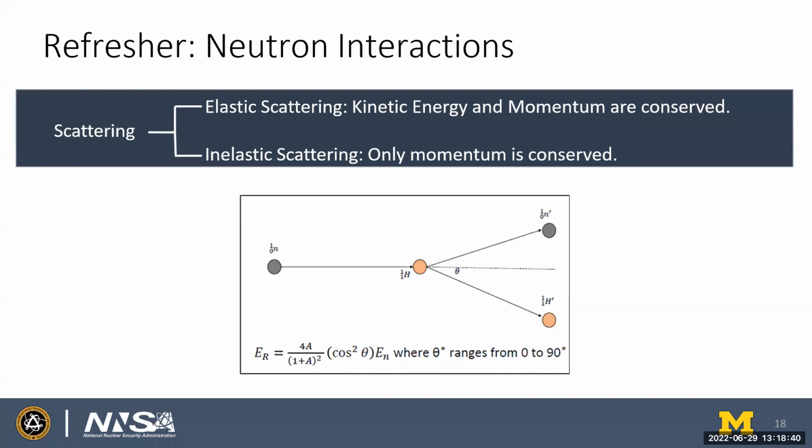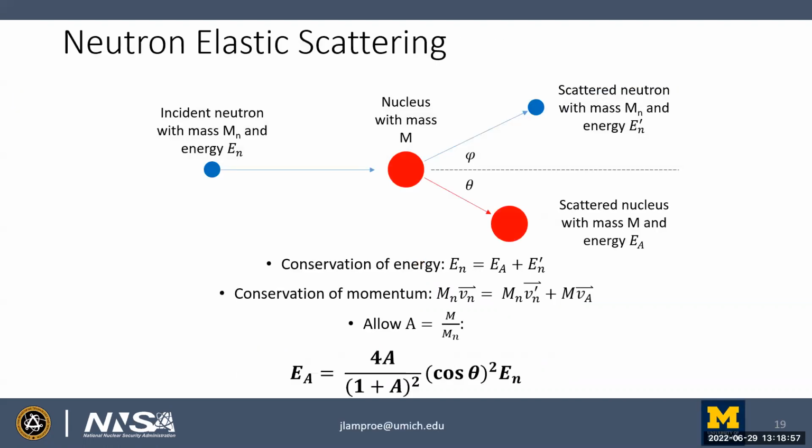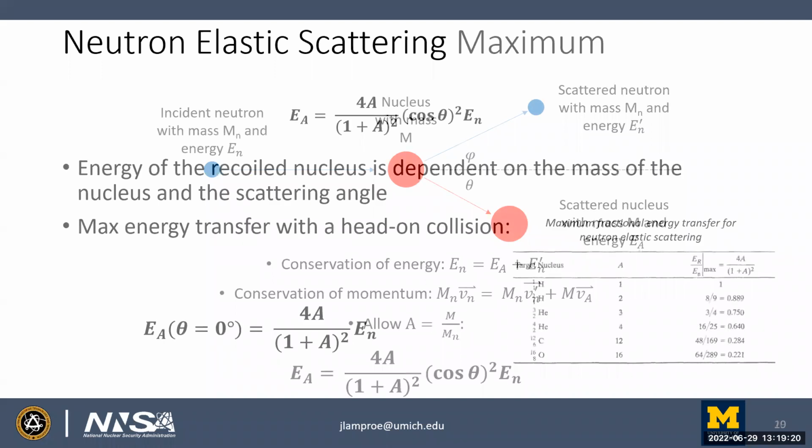Going back to the scattering that I talked about, we can use scattering for the detection of fast neutrons, specifically elastic scattering, where kinetic energy and momentum are conserved. This is just a refresher from the slides that Flynn showed. This gives just a tiny bit more information: it shows you the actual schematic with everything labeled with energy, mass, and the angles, and does a conservation of energy and conservation of momentum, and lets A be the mass fraction, which simplifies the equation and makes it a little bit easier to use.